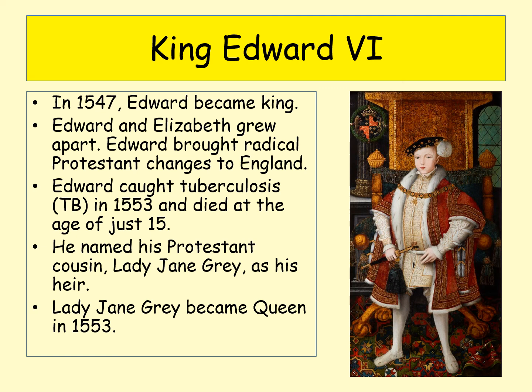So, in 1547, Henry VIII died, and this chap, Edward, became the King of England at only 9 years old, and he did bring about radical Protestant changes to England, although he was heavily influenced by the advisors surrounding him at that time. Tragically, though, he died at the age of just 15. And before he died, he named his cousin, Lady Jane Grey, as his heir because she was a Protestant and he didn't want the throne to pass to Mary.